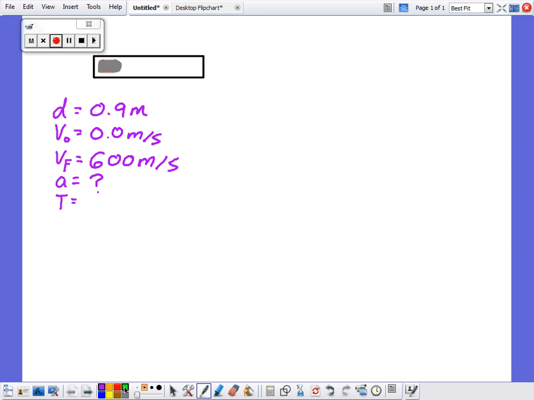So from here, we need to choose our equation. Because t is the variable that we do not have and we are not trying to solve for, we are going to pick the kinematics equation that does not have t in it. So the only equation that does not have t in it is vf squared equals v naught squared plus 2ad.